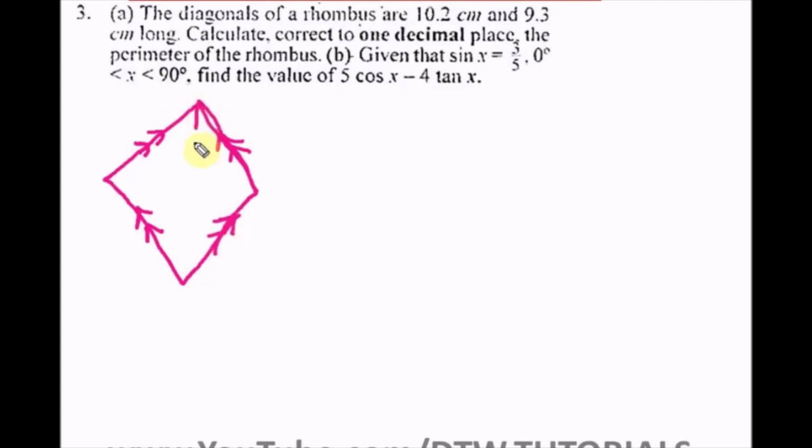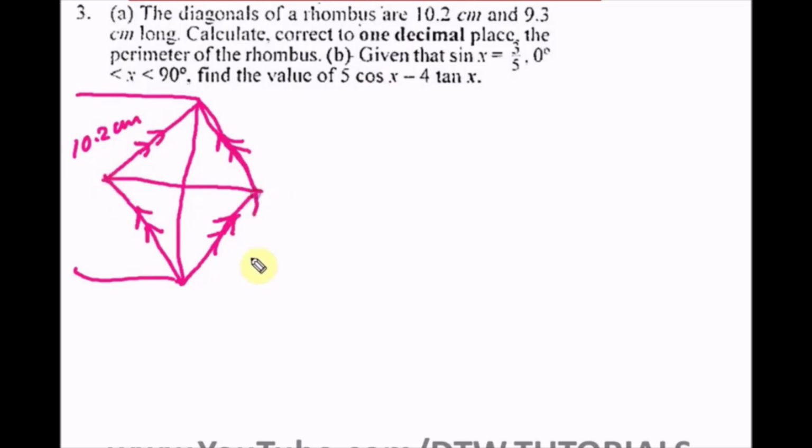Okay, so let's say this is the diagonal, the bigger diagonal, and this is the smaller diagonal. Okay, so from here to here is what? 10.2 centimeter. And from here to here, let's just trace this down. From here to here is what?